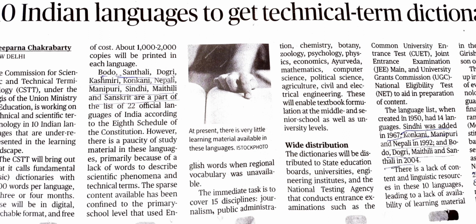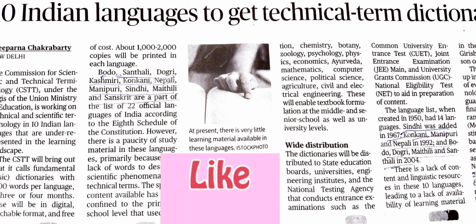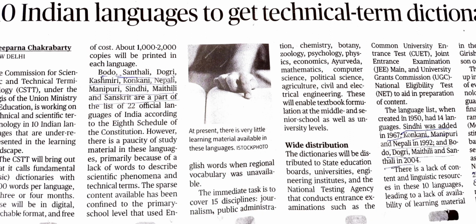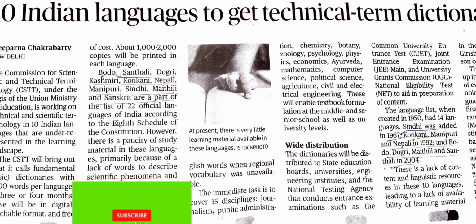What are the languages? Bodo, Santali, Dogri, Kashmiri, Konkani, Nepali, Manipuri, Sindhi, Maithili, and Sanskrit. Remember these 10 languages because it is very important from the exam point of view. Again, I repeat: Bodo, Santali, Dogri, Kashmiri, Konkani, Nepali, Manipuri, Sindhi, Maithili, and Sanskrit.